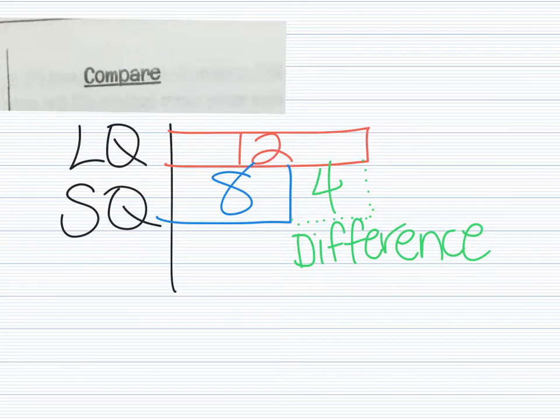Look how that works. The larger quantity stops right there. Here's my smaller quantity. Here's my difference. So the smaller quantity plus the difference gives me the larger quantity because I can't have a bigger number in the difference or in the smaller quantity because the larger quantity is always going to be the biggest number that you have.